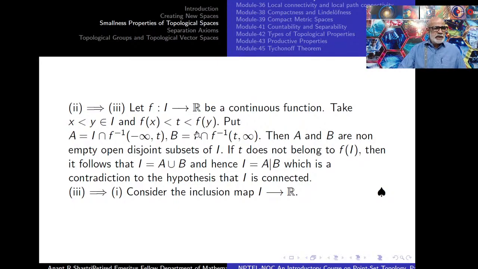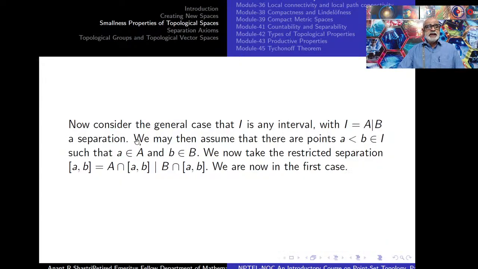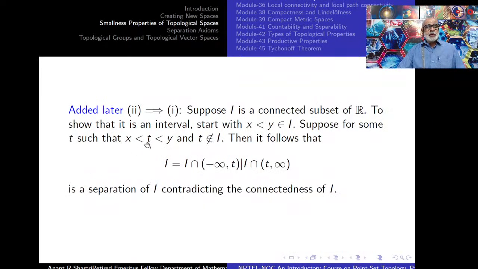Now there are some queries. I will come to those queries later. Right now concentrate on this part. So f(x) less than t less than f(y). Start with this one. Condition 2 says that I is connected. From that I want to conclude that it has the intermediate value property. So I have to produce a z or w, whatever it is, which is mapped onto t first of all.